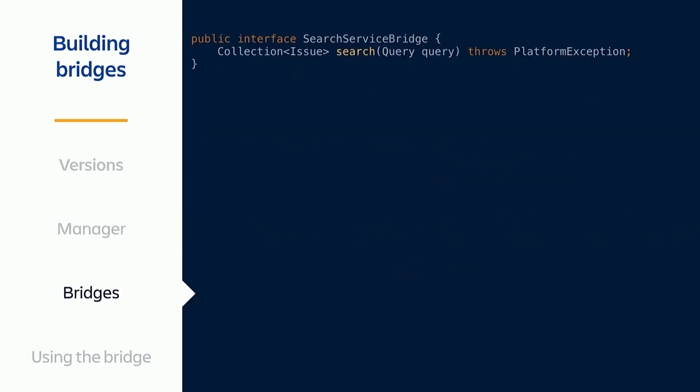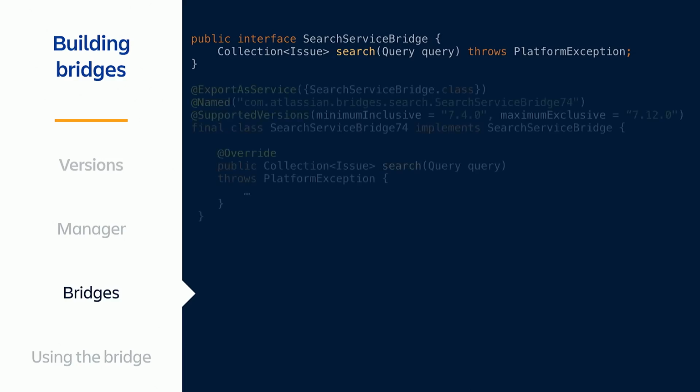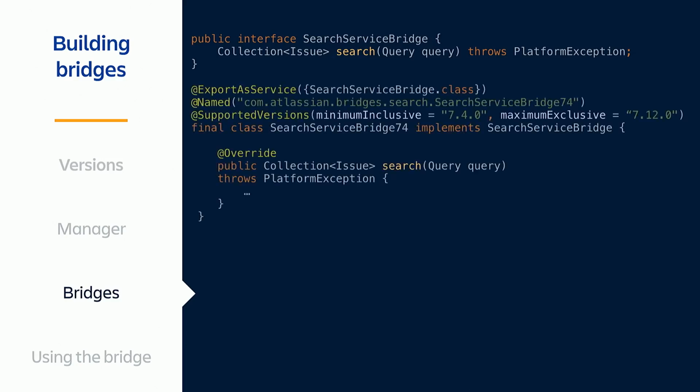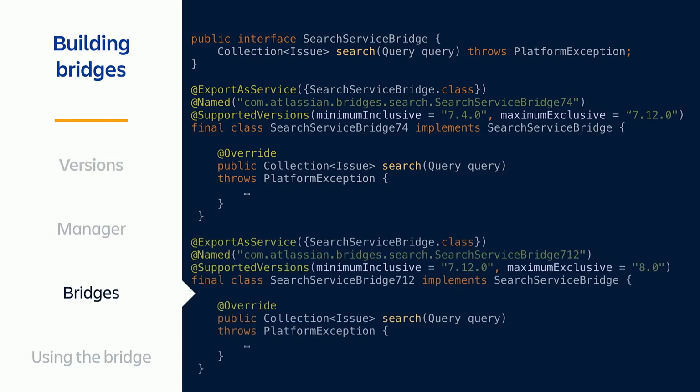So let's put it all together. So first we've got our bridge blueprint, search service bridge. That's just our interface. Then we have our actual implementation. So this is our bridges themselves. And these we're going to annotate with supported versions. Now, a quick note here, we have to manage the namespace. To prevent collisions, we do have to make sure that we're using the @named annotation.